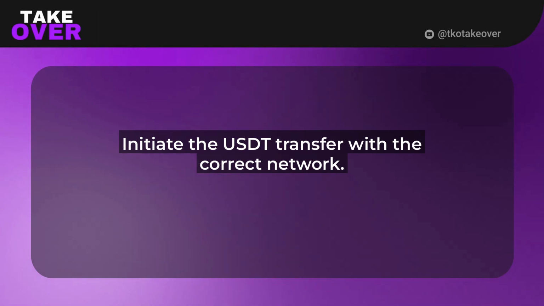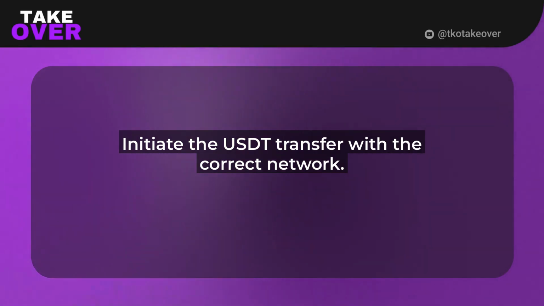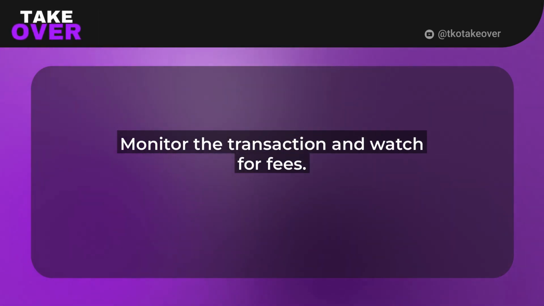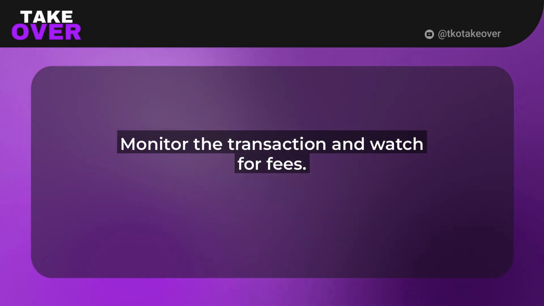Select USDT as the asset, enter the recipient's wallet address in India, and set the network to match, like ERC20 for Ethereum. Double-check everything to avoid fees or lost funds. Fees can vary, so look for the lowest ones, which might be around 1 to 5% depending on the network.